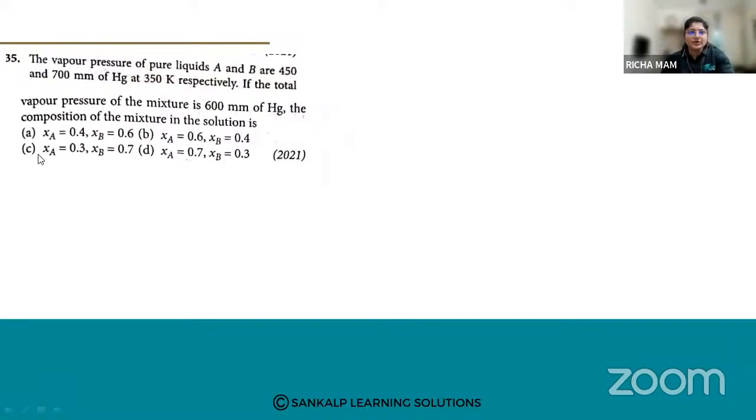The vapor pressure of pure liquids A and B are 450 and 700 mm of Hg at 350 Kelvin respectively. If the total vapor pressure of the mixture is 600 mm of Hg, the composition of the mixture in the solution is. We know that total pressure is equal to the vapor pressure of pure component A into its mole fraction plus the vapor pressure of pure component B into its mole fraction. So by using this formula, we can find out.